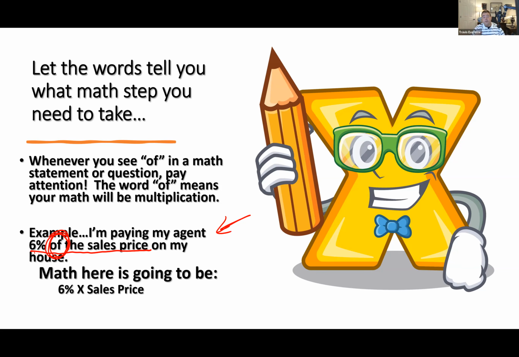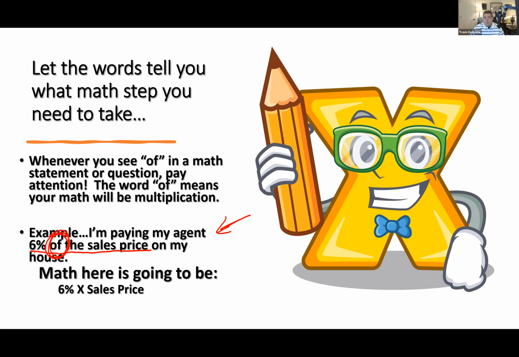That is a huge strategy for you if you struggle with math. Now, I know some of you who are watching this are like, I don't need this. And if you don't, that's great. Feel free to skip it. But many of you do need this, and that's okay. There's nothing wrong with that. What's not okay is shutting down about it. How hard is it to say, well, when I see of, I'm just going to substitute a multiplication symbol for the word of. So 6% times the sales price.